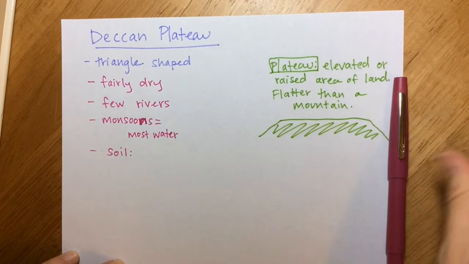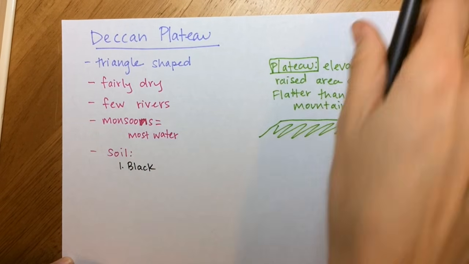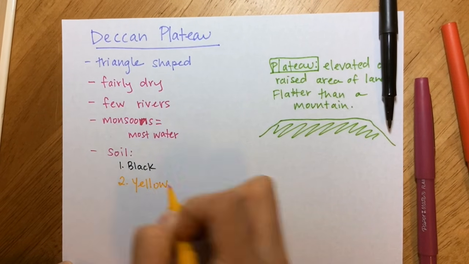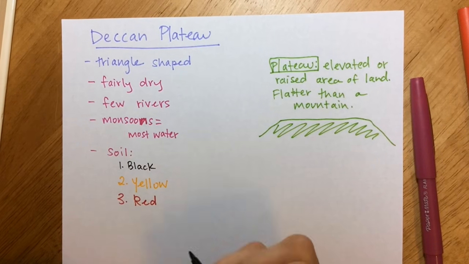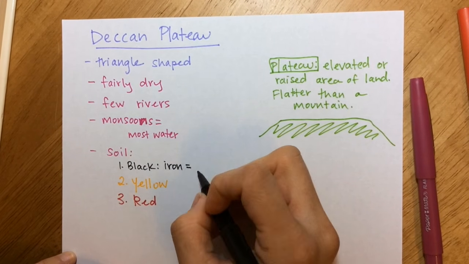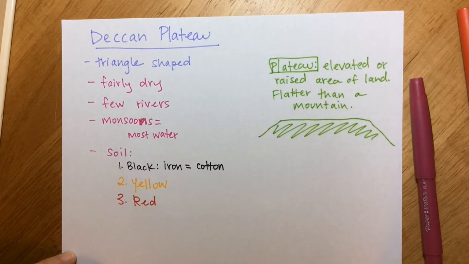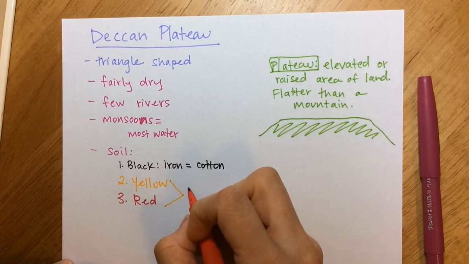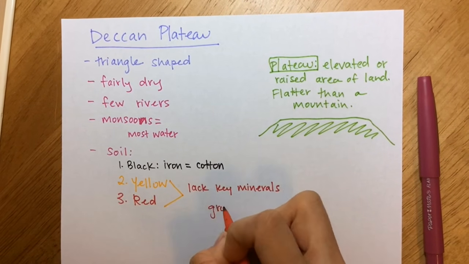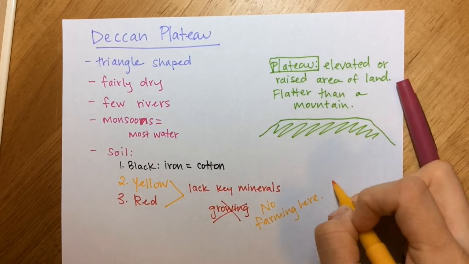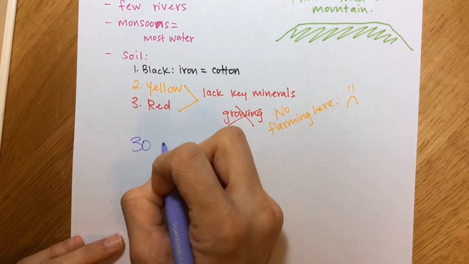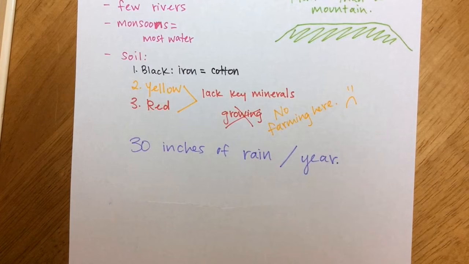The soil on the plateau is black, yellow, or red. The black soil is rich in iron, making it good for growing cotton. The yellow and red soils lack key minerals, making it harder for farmers to grow plants there. Also, this area only gets about 30 inches of rain each year.